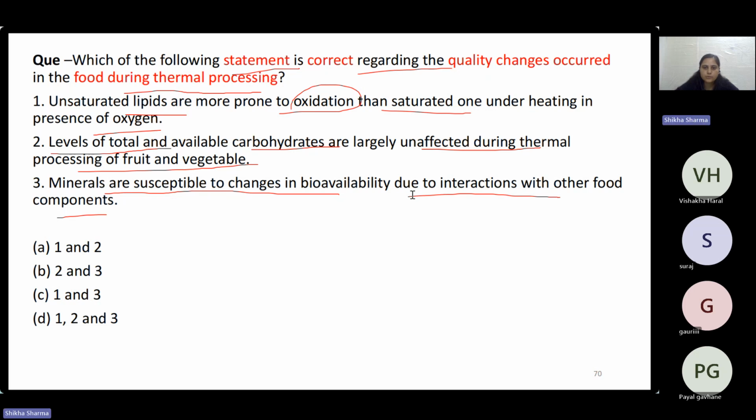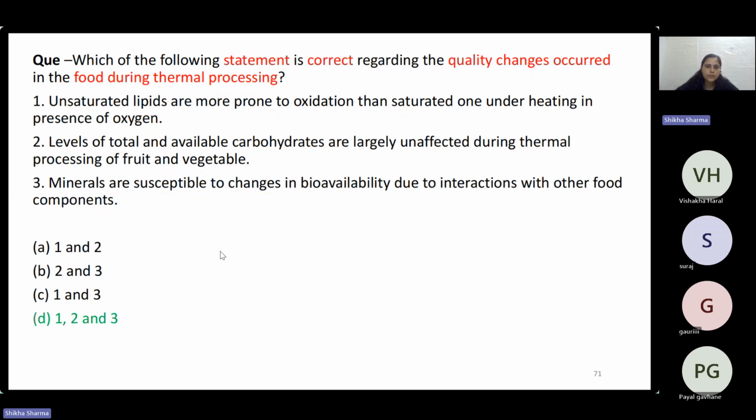Please let me know what is your answer. 1 and 3. C. No, D is correct answer here. That 1, 2 and 3 all are correct.